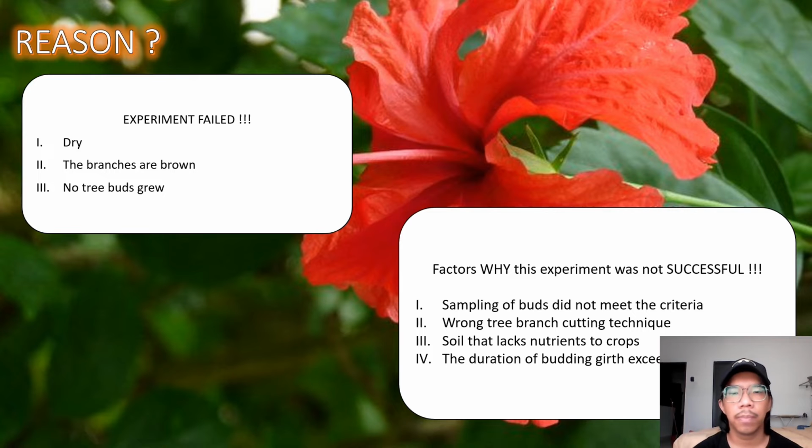Alright, so I have some factors for why my experiment was not successful. First, my sampling of buds did not meet the criteria. Maybe I took the wrong buds or wrong scion, maybe I took an old one. Next is the wrong tree branch cutting technique. Maybe in my experiment, like T-budding or chip budding, I cut the budwood wrongly.